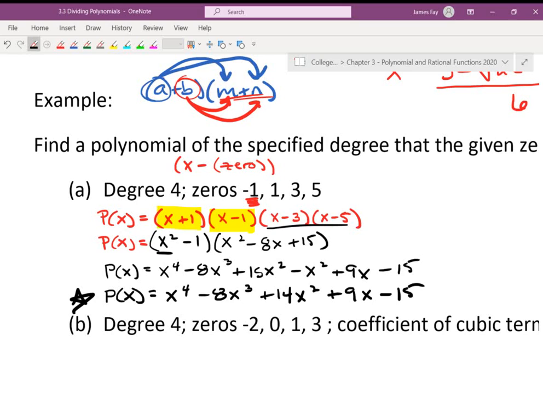Yes, Andrew? Shouldn't that be plus 8x instead of plus 9x? Here? Yeah, why'd you write 9? I don't know, I'm sorry. Yes. Thank you.